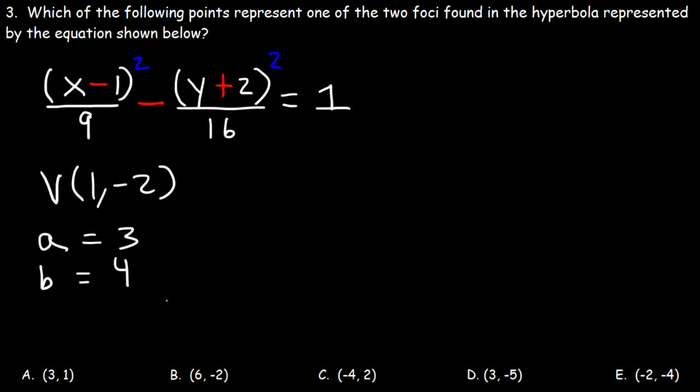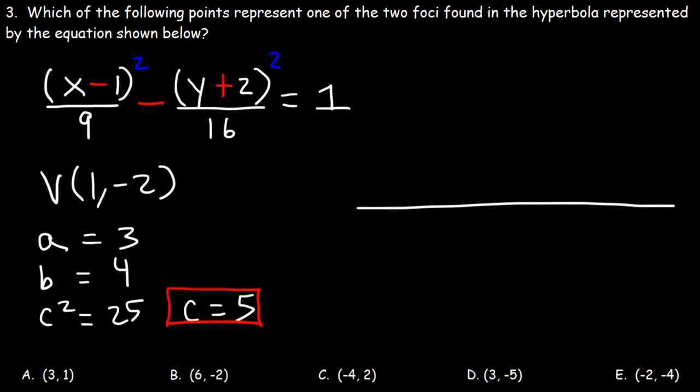And therefore, we can find c using the equation c squared is equal to a squared plus b squared. a squared is 9, b squared is 16. 9 plus 16 is 25. So therefore, c is the square root of 25. So c is 5. c is going to help us to get the foci. But first, let's draw a graph.